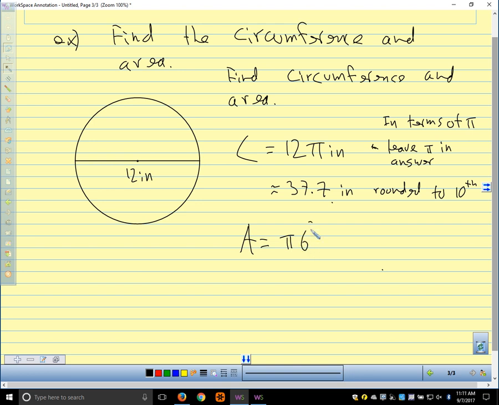Pi times 6 squared. And I'm going to write that in terms of pi. I would just square 6, and I would say 36 pi square inches. And if I wanted that rounded to the 10th, I would multiply 36 times 3.14, and I get about 113.04. If I rounded to the 10th, that would be 113.0.